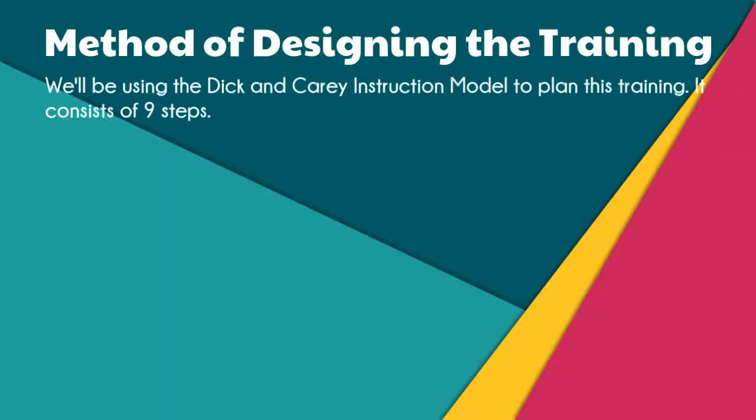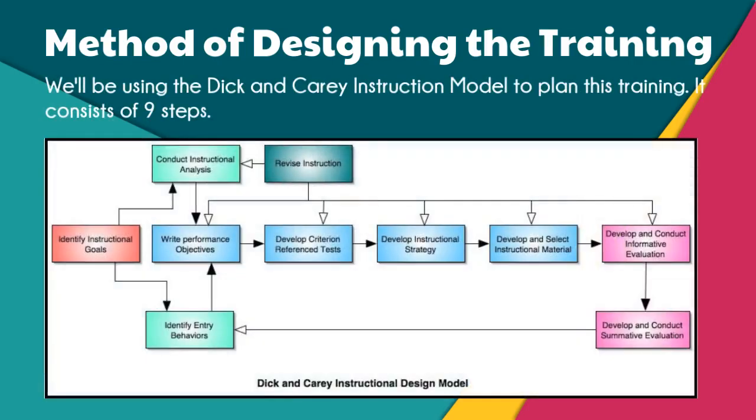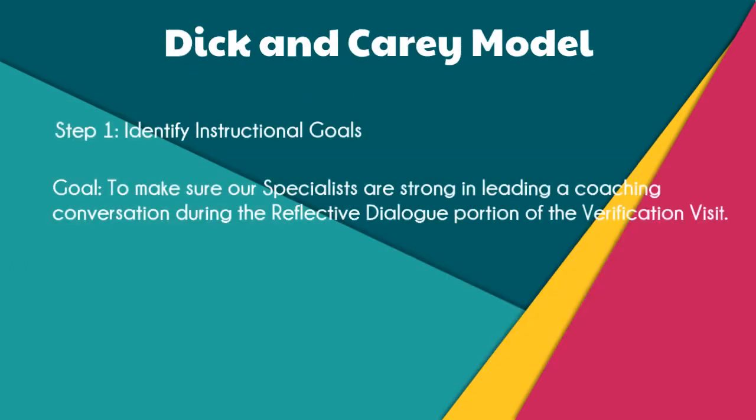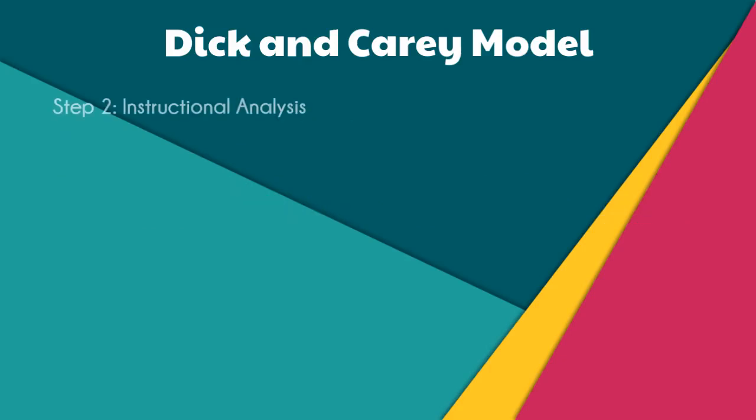Planning the training. We'll be using the Dick and Carey instruction model to plan this training. This model consists of 9 steps. We'll go through each of them as they pertain to the training. Step 1. Identify instructional goals. The goal is to make sure our specialists are strong in leading a coaching conversation during the reflective dialogue portion of the verification visit.